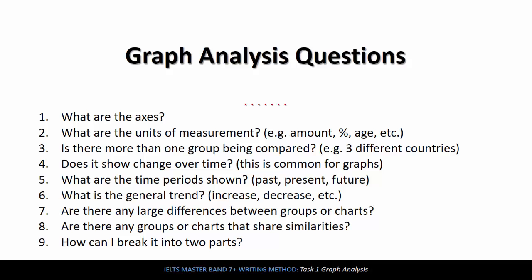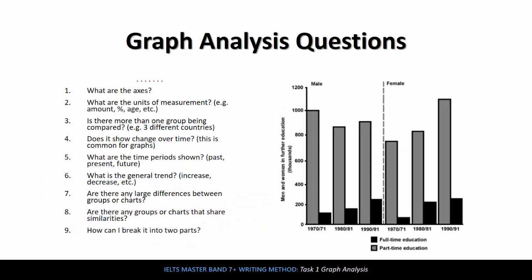Sometimes Task 1 has 2 charts or a graph and a table or something like that. So are there any similarities between these? What are the biggest differences? And number 9, how can you break the graph that you've been given into 2 parts so that you can have 2 detailed paragraphs when you do your writing? Let's take a look at this graph on the right and go through each of the questions so that you understand what the question's asking.